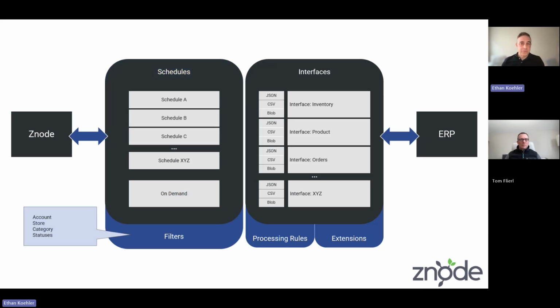For additional flexibility, Commerce Connector schedules support filters, and you can think of a filter as a way to define a subset of data that should be transmitted through an interface. So for example, a filter may be created to exchange data only for a particular storefront, one customer account, a product category, a particular order status, or other conditions. All of these layers are configured and visible within the Znode admin interface, so that's a single dashboard to orchestrate all your connections.